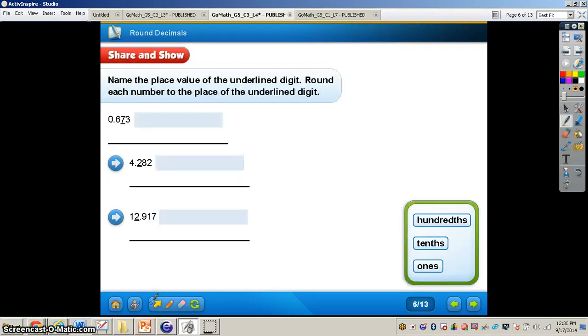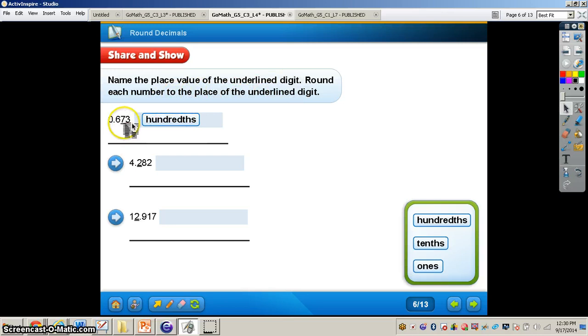Okay, now let's turn to page 119. It says, name the place value of the underlined digit, round each number to the place of the underlined digit. So we can see for 673 thousandths, that underlined digit is in the hundredths place. All right, so we're going to round each number to the place of the underlined digit.